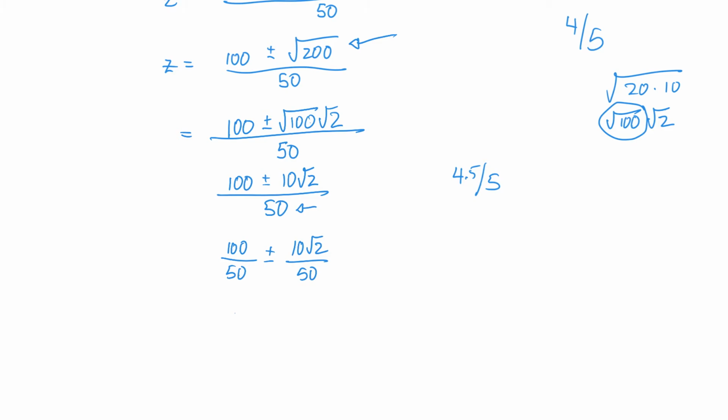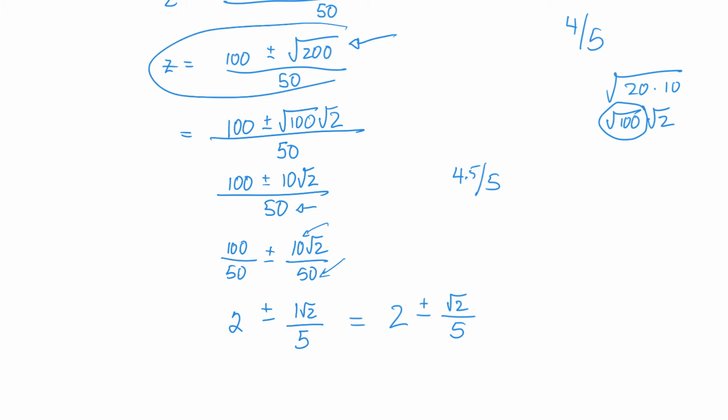100 divided by 50 will just be 2, plus or minus. And then 10 goes into itself once and into 50 five times. So there'd be 2 plus or minus 1 root 2 over 5, which that 1 you probably don't need to write. You can just write it as 2 plus or minus root 2 over 5. Okay? It was good for you to identify that it was probably from here down that you were wondering about and how to simplify it.